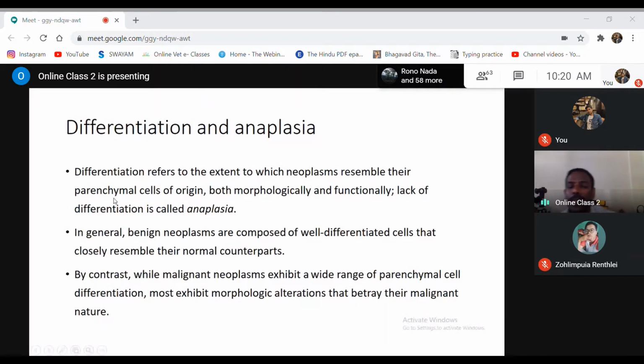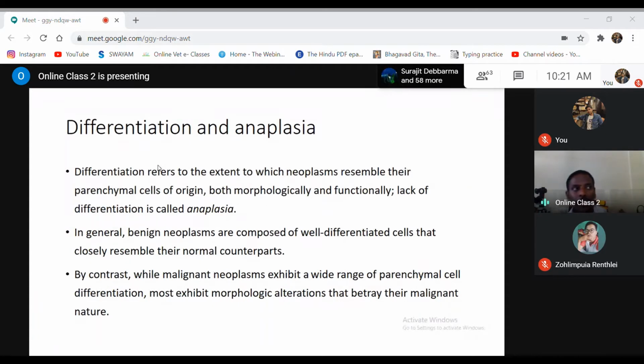Differentiation is the extent to which a neoplasm resembles its normal counterpart or the parenchymal cell of origin, both morphologically and functionally. What do you mean by that? Morphologically means, say, if it is a fibrous tissue, normally it should be spindle shaped. In case of fibroma, the fibrous tissue will be spindle shaped. But when it becomes fibrosarcoma, the cells become more round or oval in shape. So that is the morphological feature.